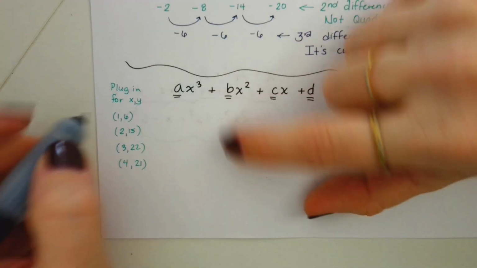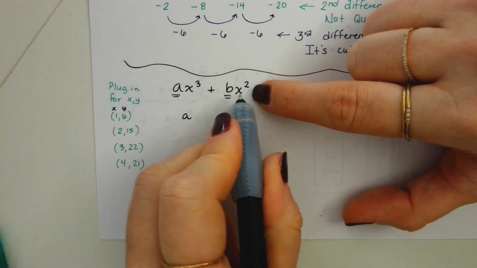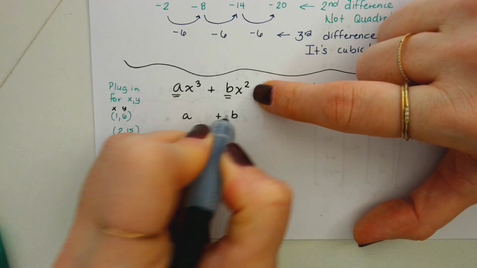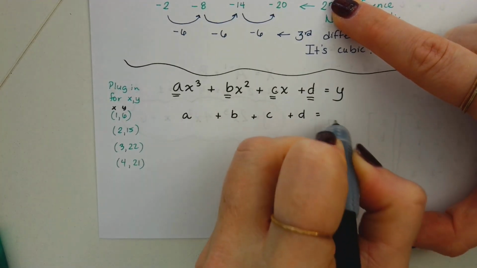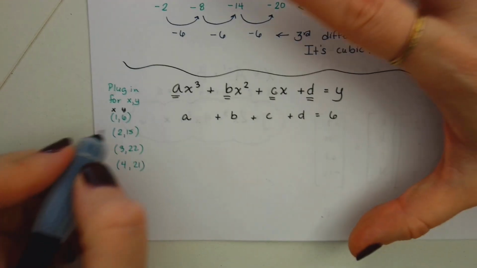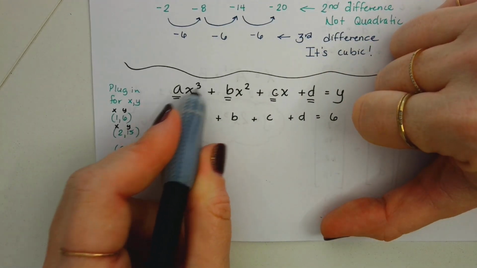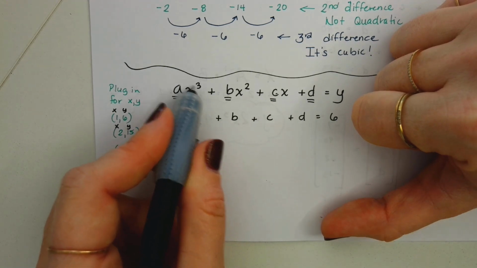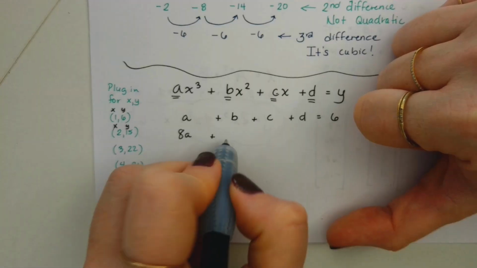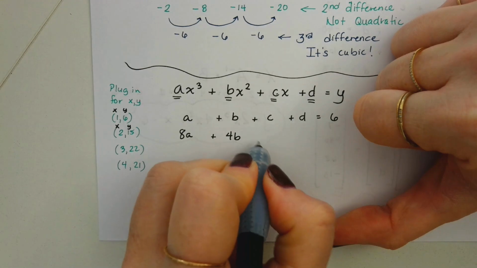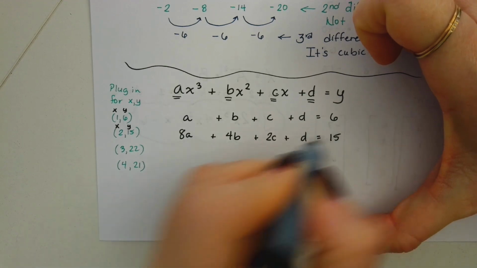Let's see, plugging in 1. That's 1 to the 3rd power times a, so 1a, also known as a. 1 squared times b would just be 1b. C times 1, c. D doesn't have x, so bring it down, equals 6. Okay, plugging in 2 for the x, 2 to the 3rd power is 8, so that's 8a plus 2 squared times b, 4b. C times 2, 2c, and d equals 15.